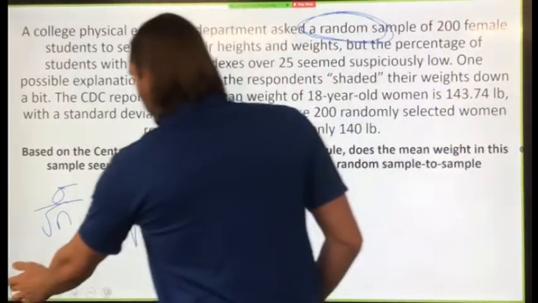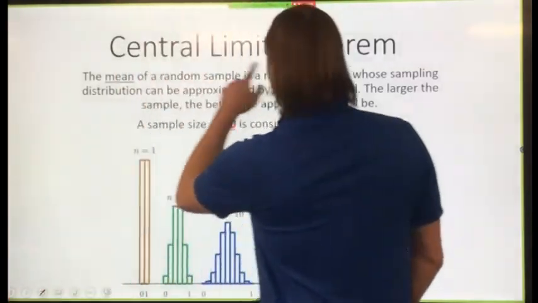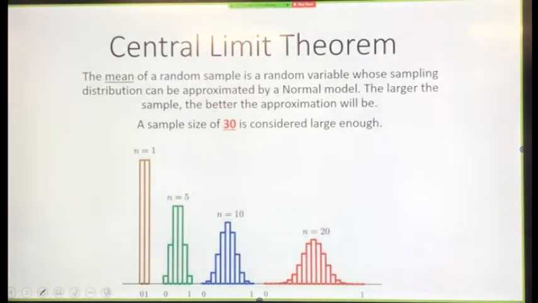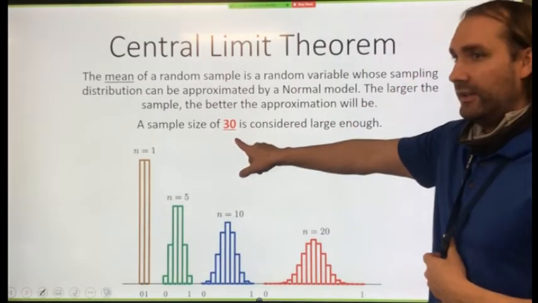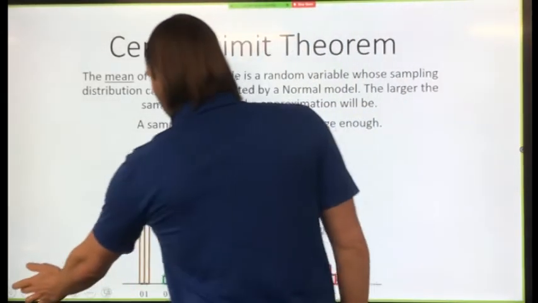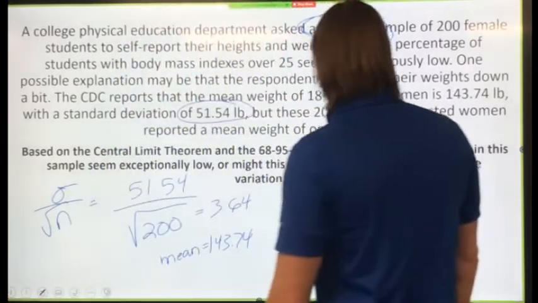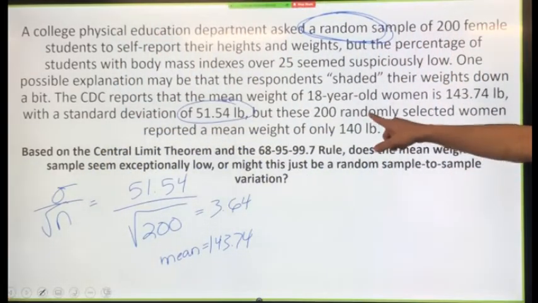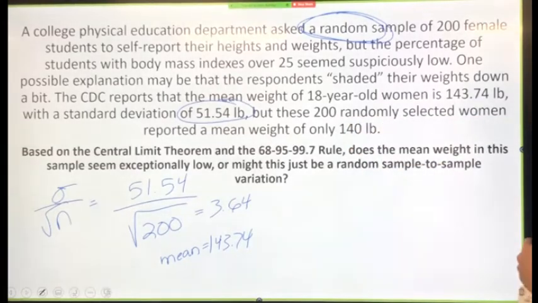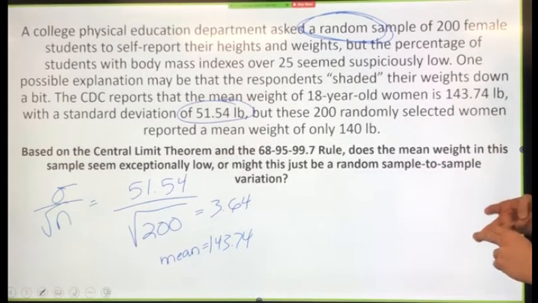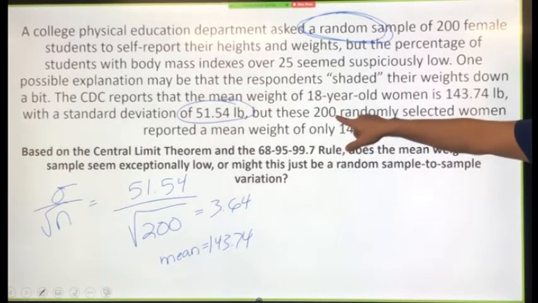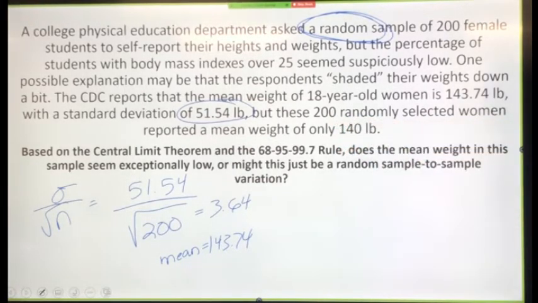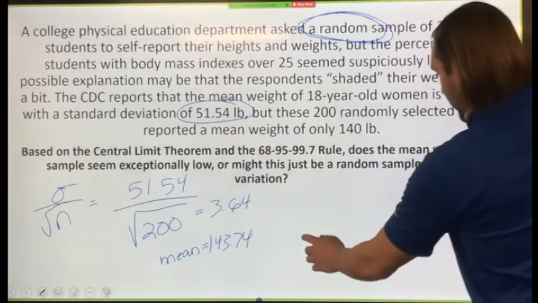Remember with central limit theorem, when I'm talking about means, I want a sample size of at least what? 30. And I have, let's say, 200. So we're good there. And there's one more. And that is the 10%. Am I grabbing no more than 10% of the population? Well, let's assume there's more than 2,000 women, or more, we're grabbing the samples. So we're good there. So we'll base this on the normal model.